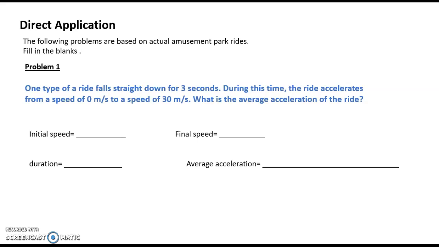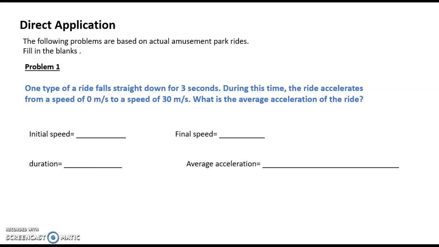Direct application. The following problems are based on actual amusement park rides. Fill in the blanks. Problem 1. One type of ride falls straight down for 3 seconds. During this time, the ride accelerates from a speed of 0 meters per second to a speed of 30 meters per second. What is the average acceleration of the ride?